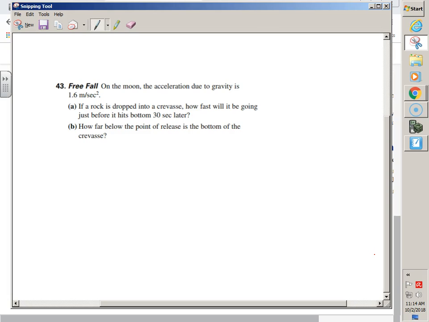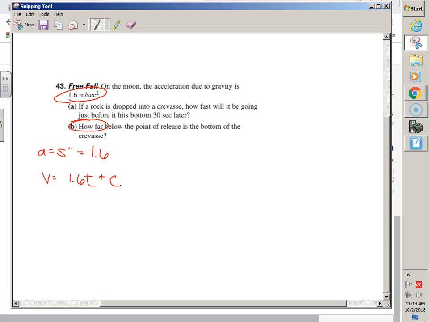How fast will it be going? That was just a plug and chug. How far below the point of release is the bottom? How do we get to how far given acceleration? Yeah, we need to go from acceleration to position. We need to go 2 derivatives back. So how do we go from acceleration to velocity? We think of the antiderivative.